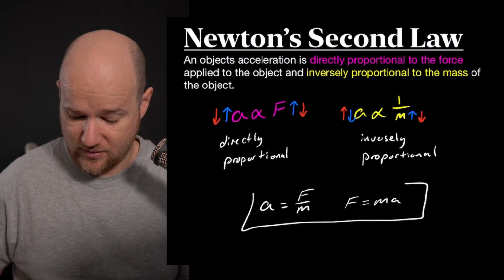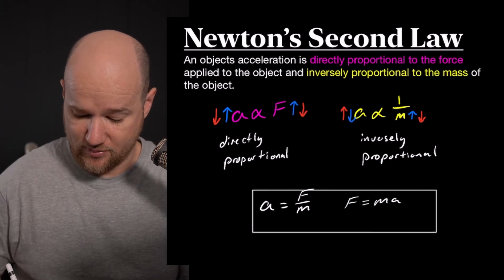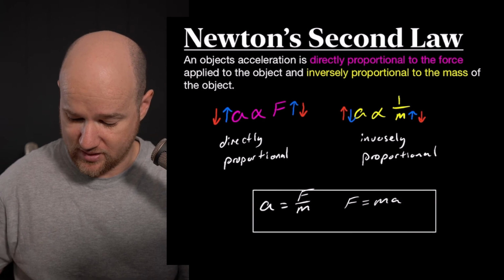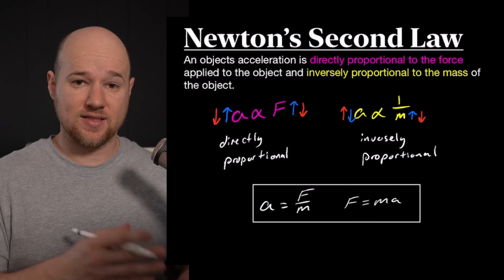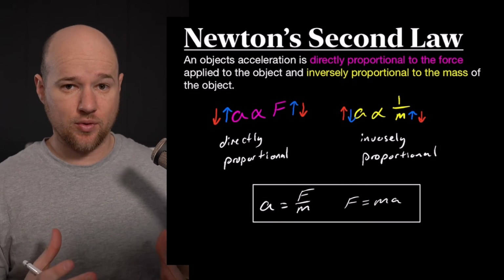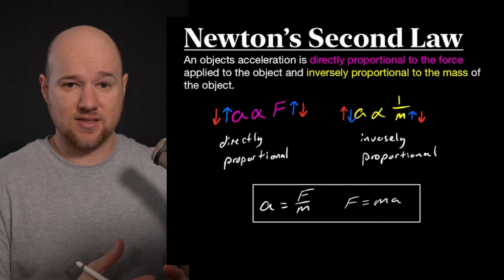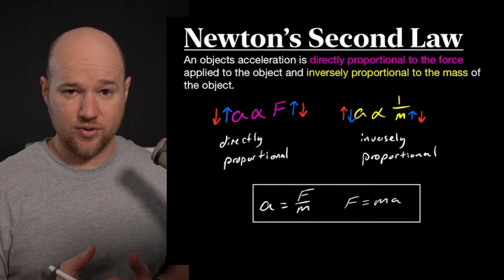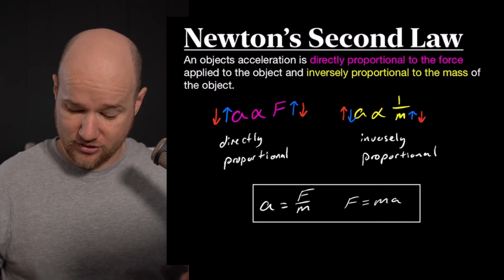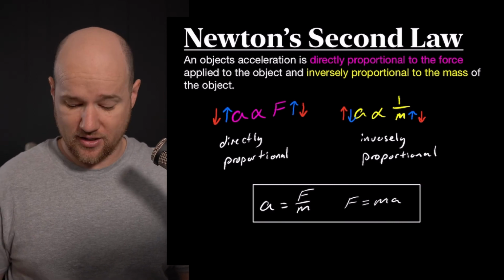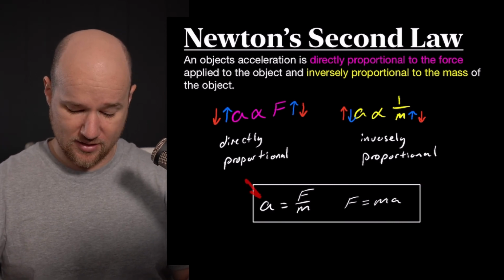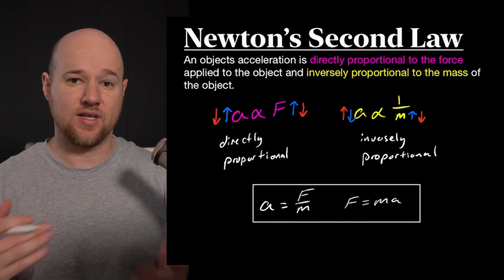So you might want to keep these equations handy because they're probably going to show up a lot in your studies. And that's basically it on Newton's second law. Force and acceleration are directly proportional with each other, and mass and acceleration are inversely proportional to each other. And you can just solve for force mathematically using this equation down here, or you can solve for the acceleration if you know the force and the mass.